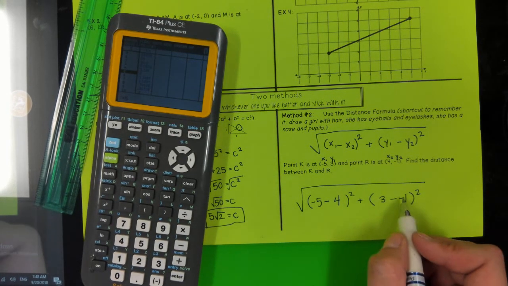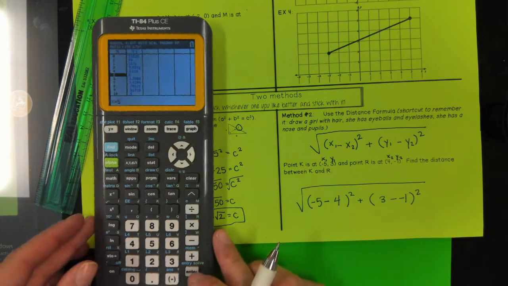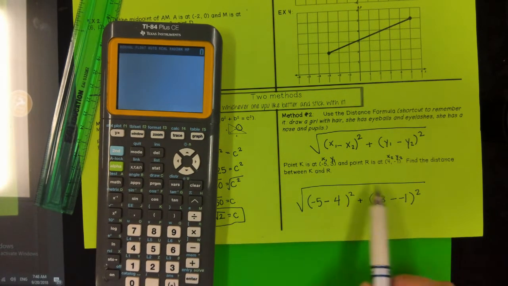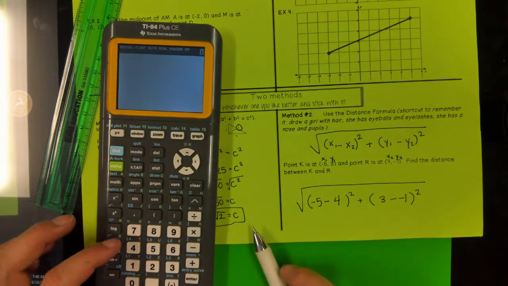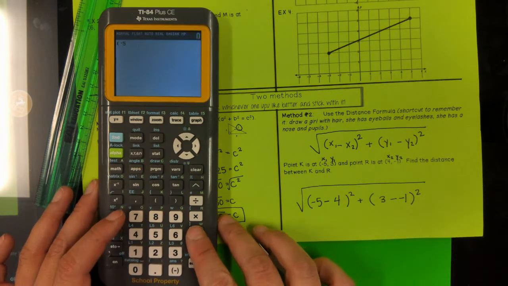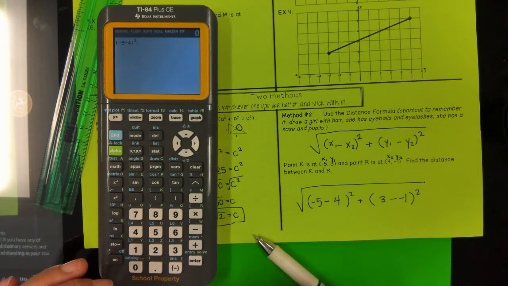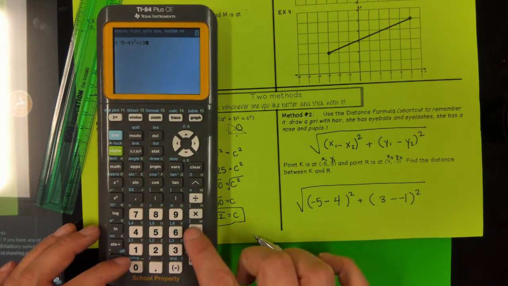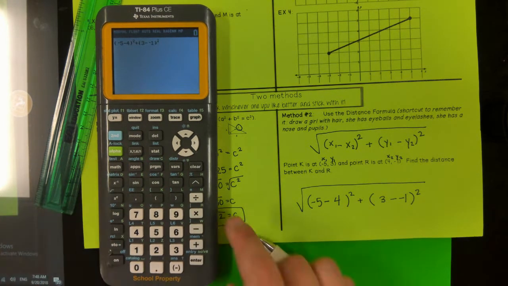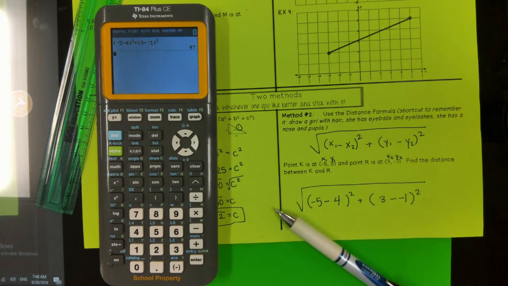Your calculator will accept, though, if you type negative, a minus, and then a negative. So what you're going to do in your calculator is you're going to type all of this without the radical itself. So you're going to type parenthesis -5 minus 4, and you're going to square it, plus parenthesis 3 minus -1, close your parenthesis, square it. And again, you could have changed both of those to a plus. That's okay. And you're going to click enter.